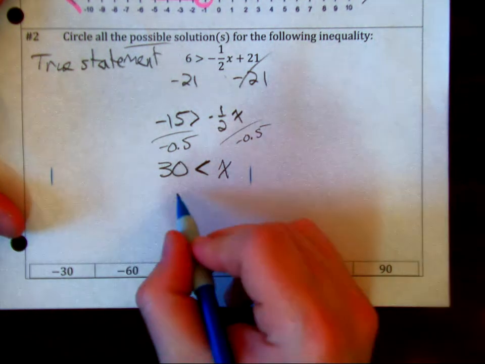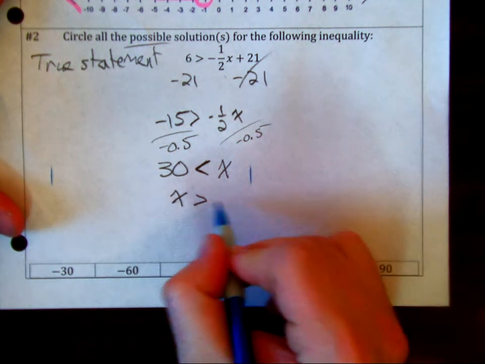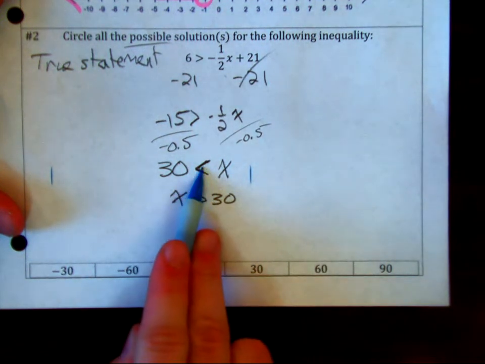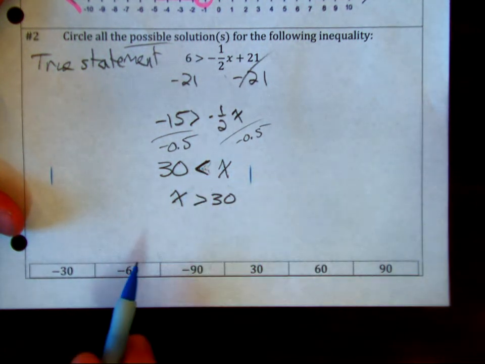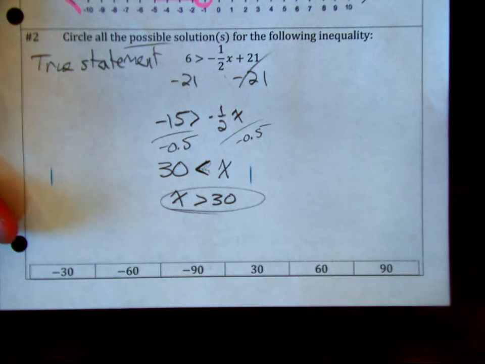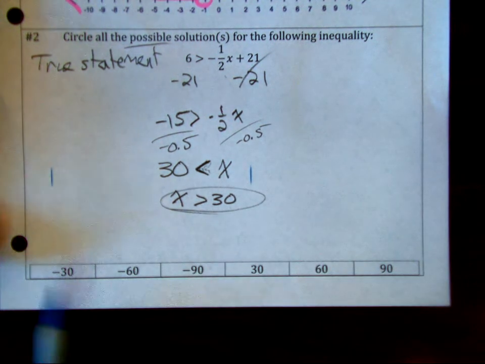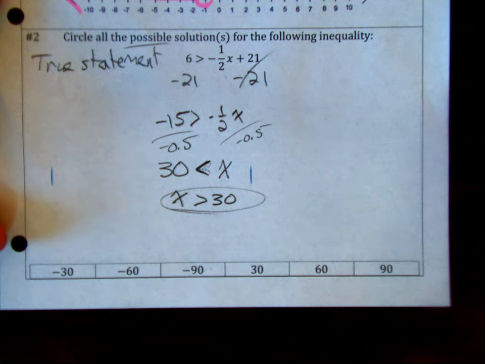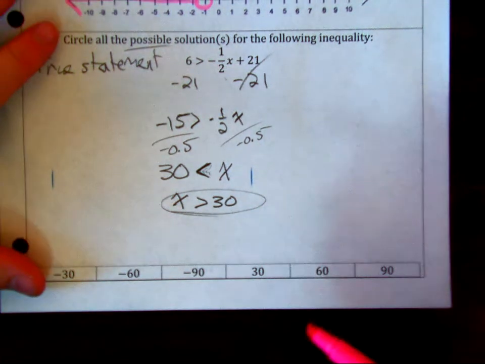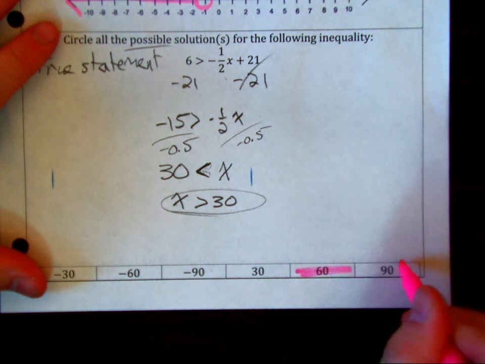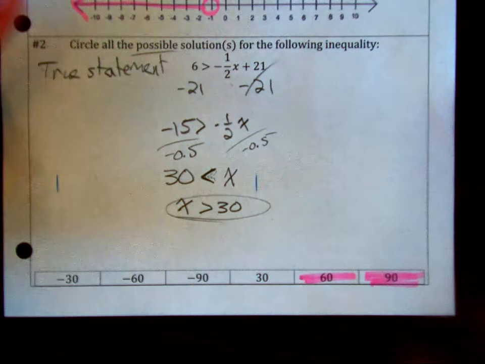Be sure to also say you have x is greater than 30. Again, you want to make sure that alligator is still eating the same way and it's facing the right direction. So we're going to say x is going to be greater than 30. So out of these choices, which numbers are strictly greater than 30? Okay, so we said 60 is greater than 30, and 90 is greater than 30.